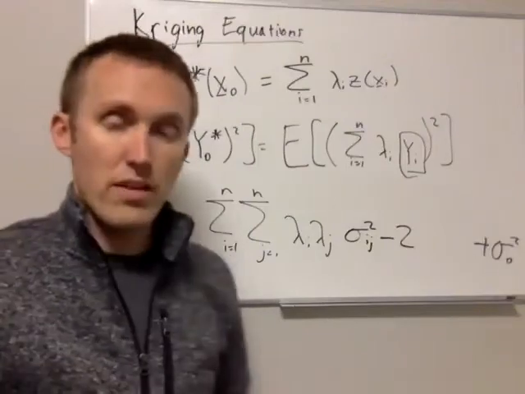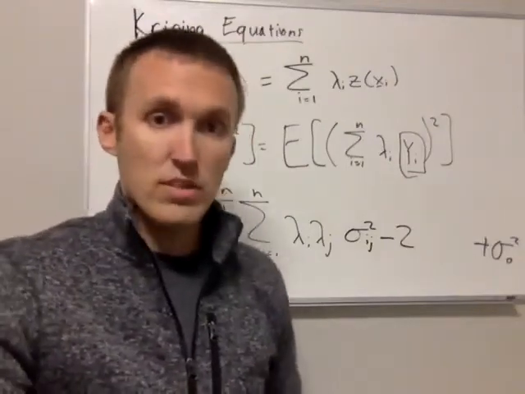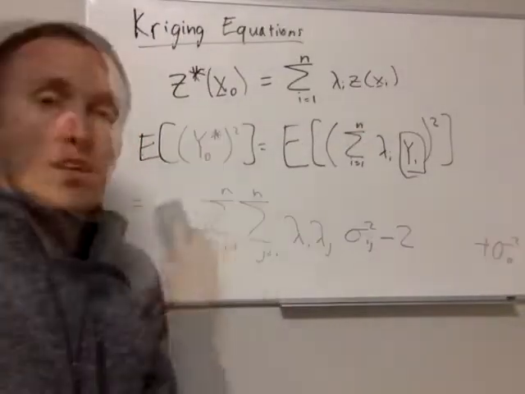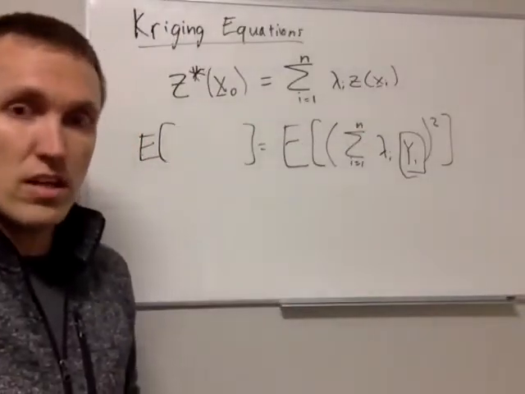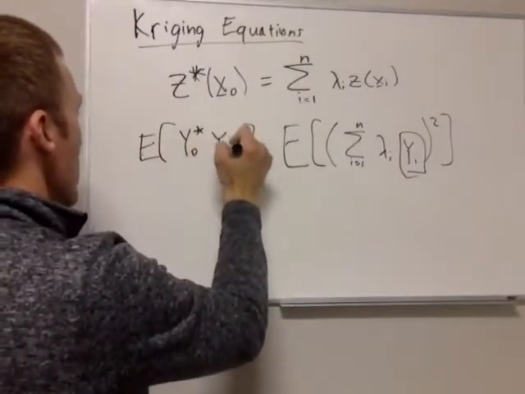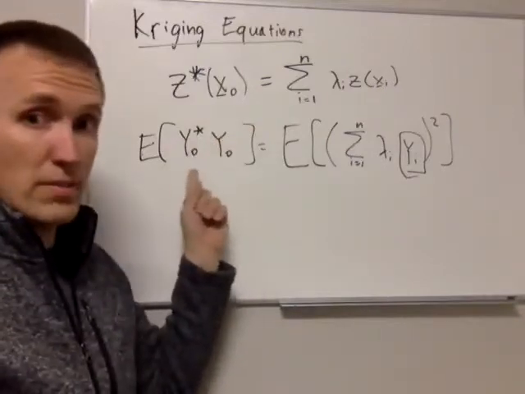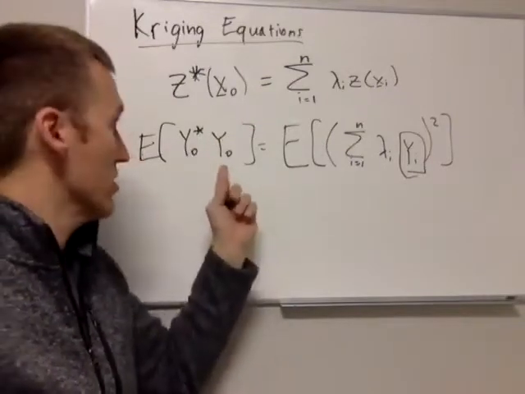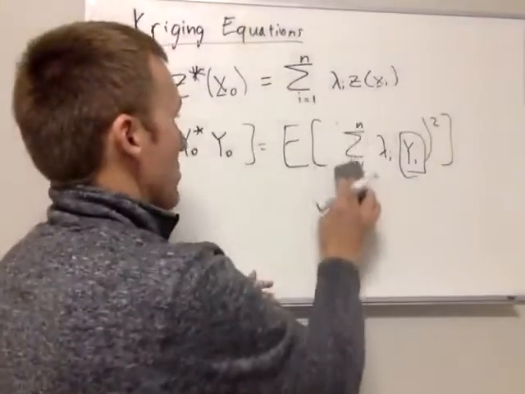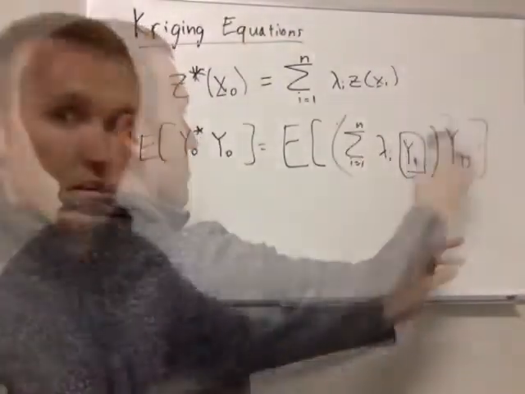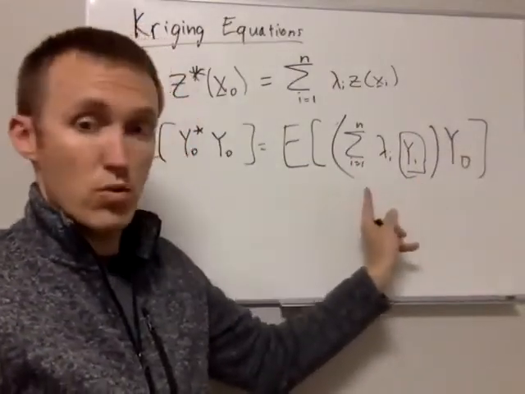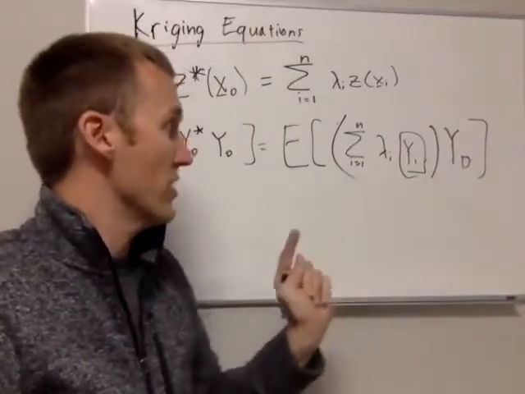So we've gotten 2 out of 3 terms now, and we can do the last term by comparing to what we've done here for the first term. It was the expected value of y naught star times y naught. So the expectation of the estimate times the true value. And now we'll still have this summation term in here, but now we'll be multiplying this by y naught. So instead of being this quantity squared, it'll be this quantity times y naught.